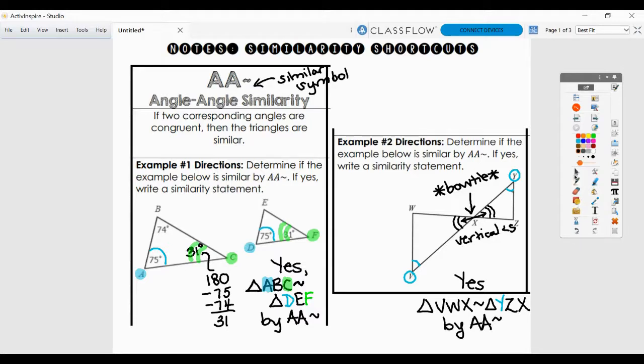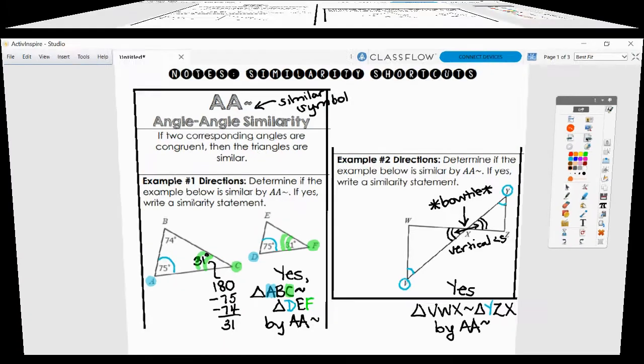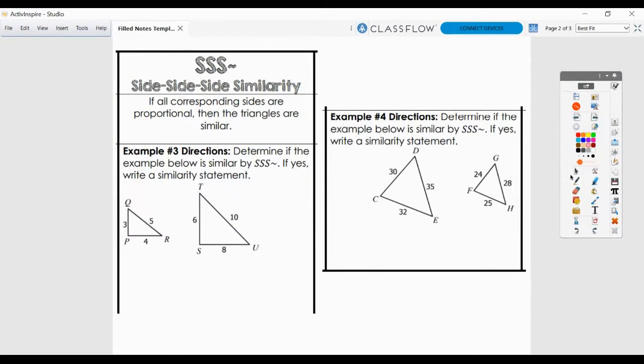That's our first method. Moving into our second now. For the second out of our three triangle similarity shortcuts today, we have side-side-side similarity. For this one, if all corresponding sides are proportional, then the triangles are similar. So we're going to look at all three sides and match up and see if they're proportional to their corresponding ones.